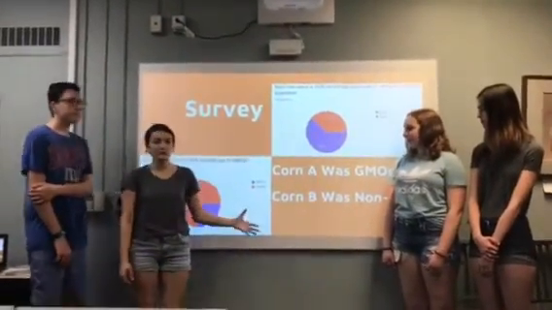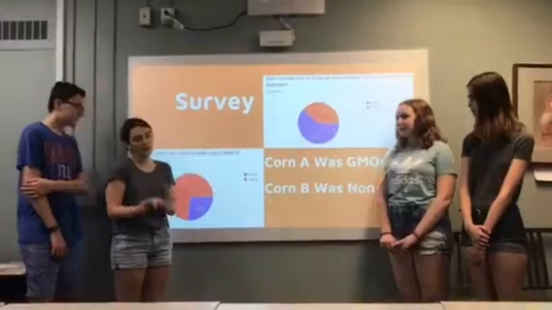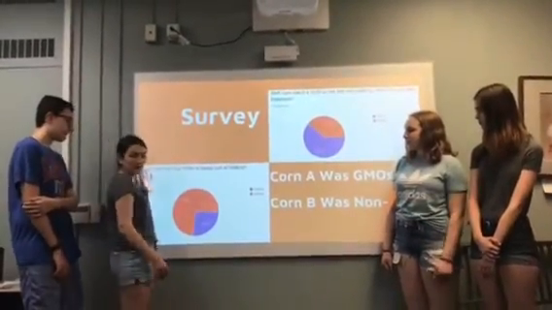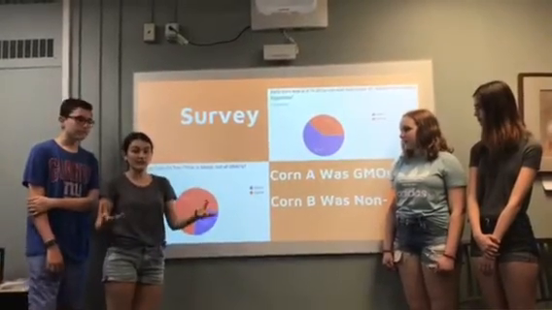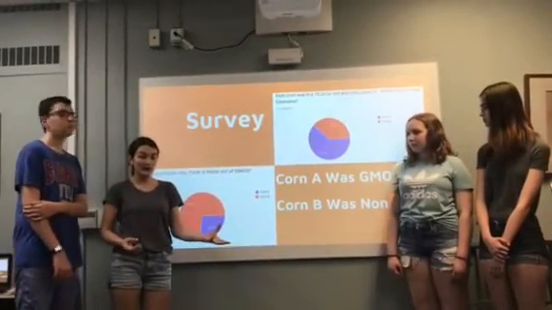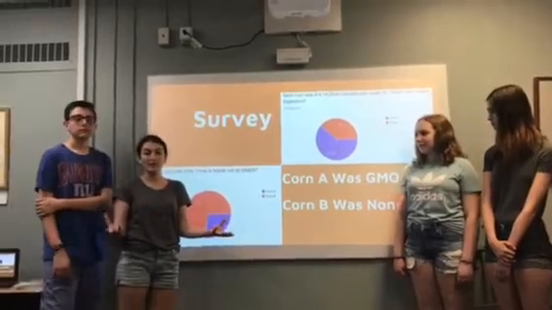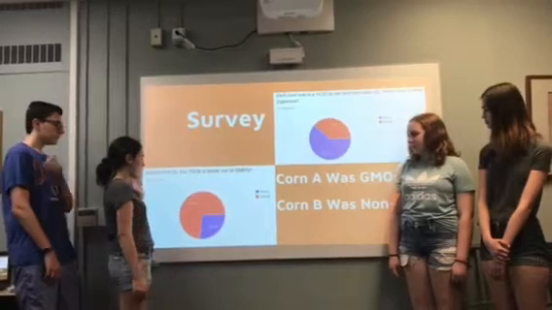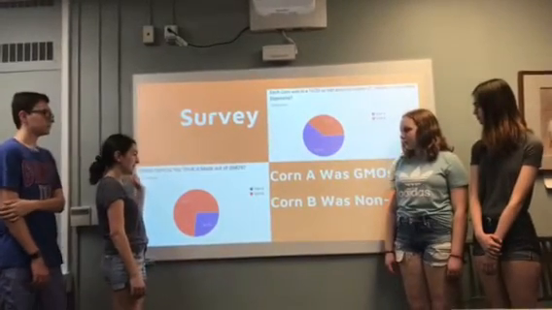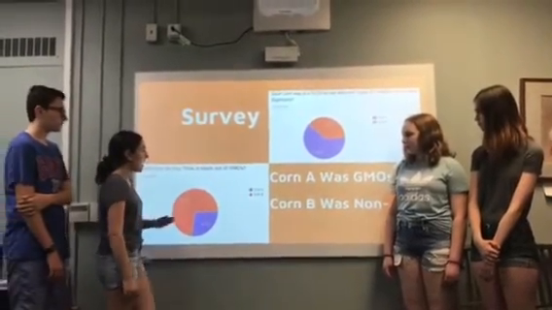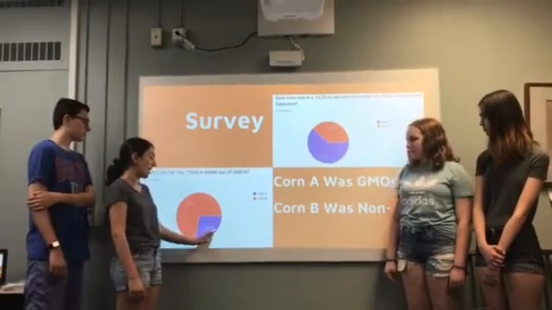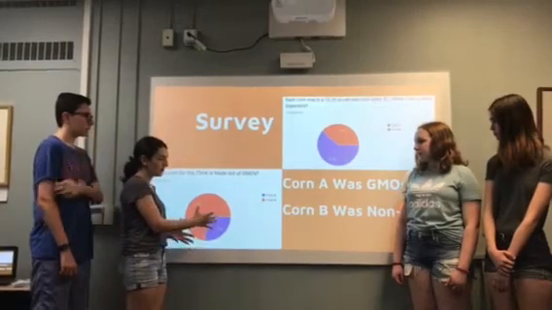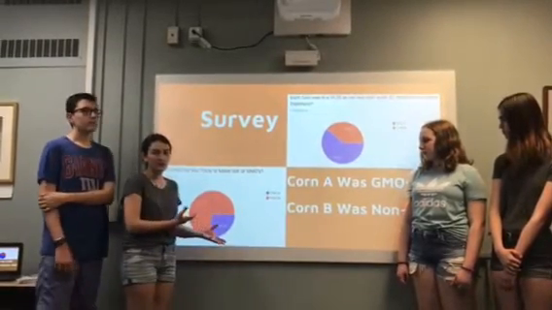For our survey, we interviewed 15 people, or we surveyed them, rather, and these were the results that we got. The first question we asked was, so what we did was we gave them two different samples of corn. We gave them one that was genetically modified, corn A, and one that was not genetically modified, which was corn B. And the first question was, which do you think is made out of genetically modified organisms? And 26% said corn A, and 73% said corn A, so you can kind of tell that there was no real preference. It was very much almost like a guess.